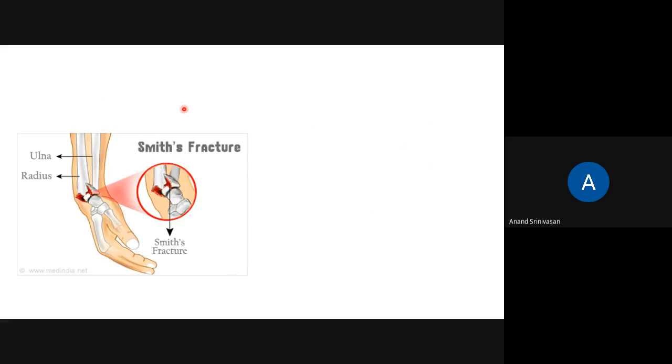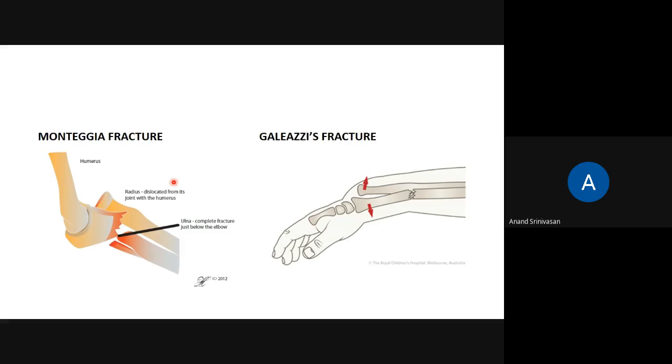Colles fracture. Smith's fracture is a bit rare. This is because usually when a person falls, he falls on the dorsum of the hand. It's opposite to that of Colles fracture. Here the distal end of the radius is once again broken, but the broken part is towards the anterior aspect. So this is Smith's fracture.